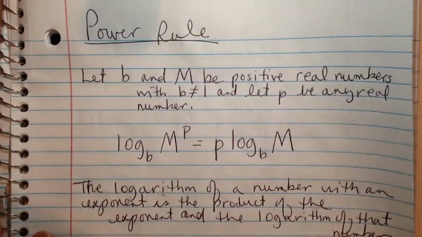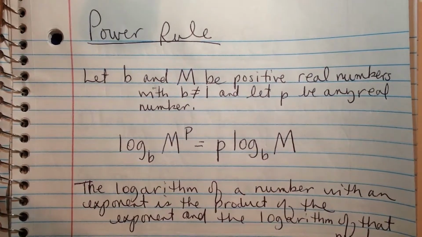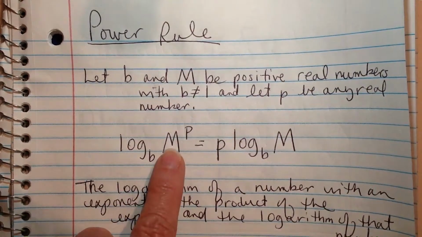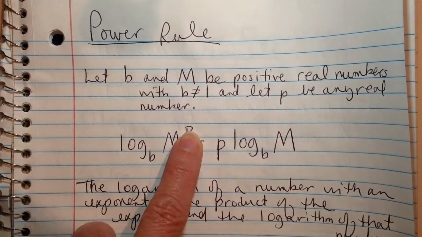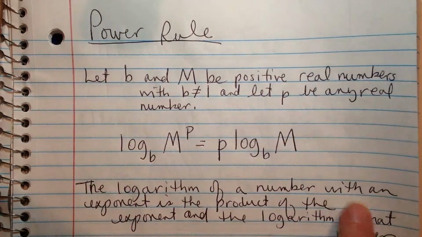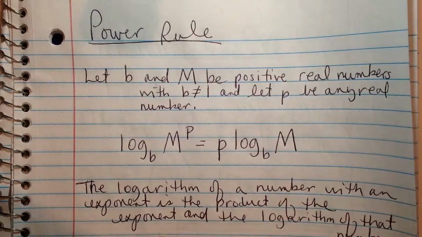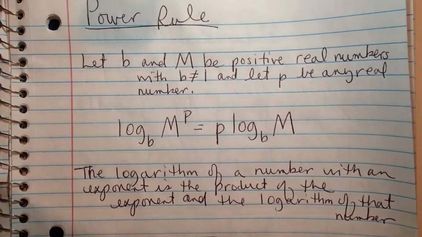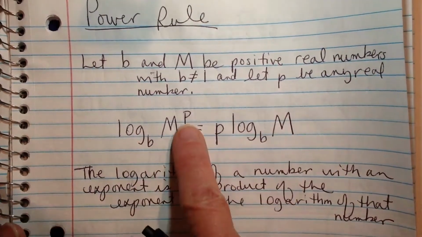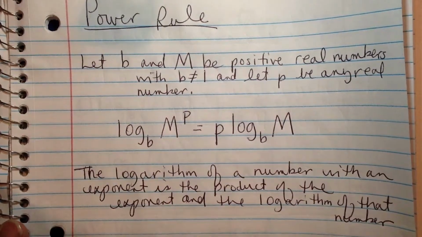Okay? And then the last rule that I want us to look at is our power rule. Let b and capital M be positive real numbers with b not equaling 1, and let p be any real number. Log base b of M to the p power. What you do is you bring p to the front. It says that the logarithm of a number with any exponent is the product of the exponent and the logarithm of that number. So we put p in the front times log base b of M. We never leave an exponent. We'll always bring p to the front.